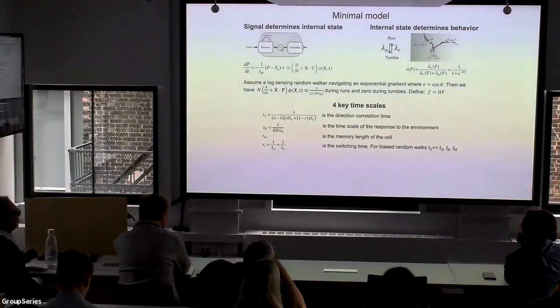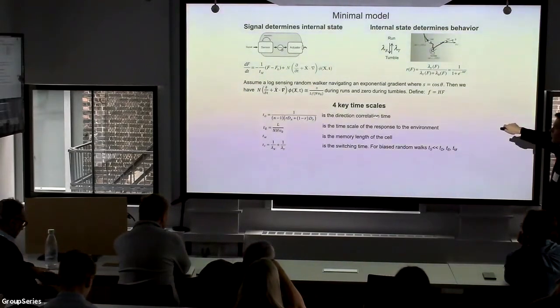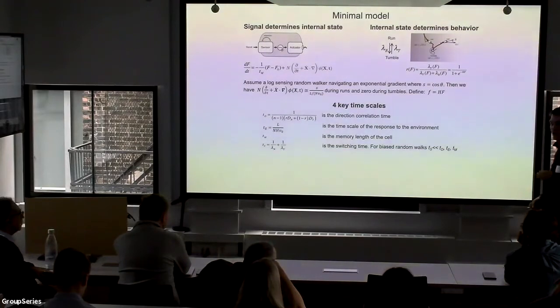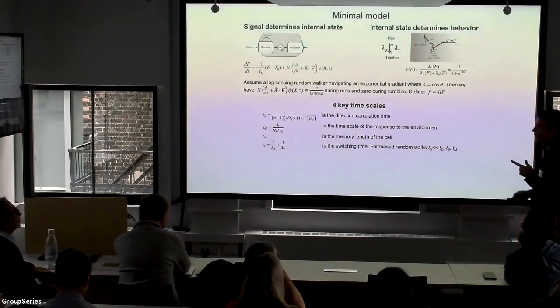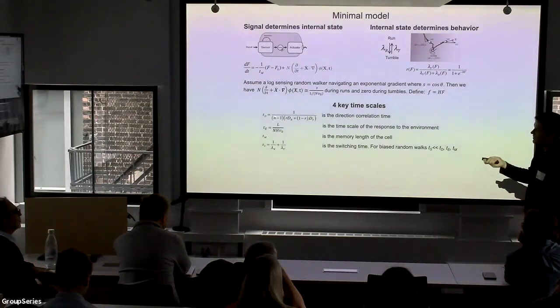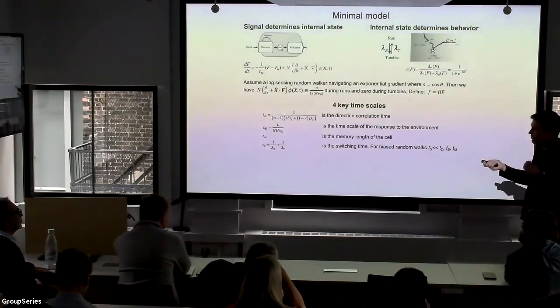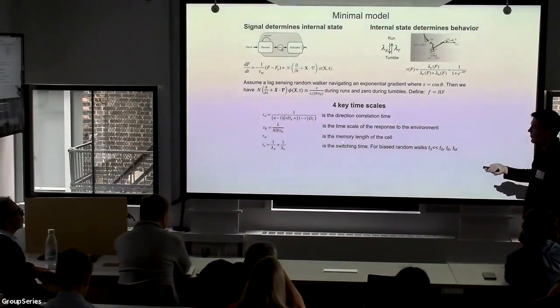There are four key timescales of interest in this problem. One is the direction correlation time: how long does it take you to lose your direction? You lose your direction because of rotational diffusion and tumble. Here n is the dimension of space, so in 3D, n minus 1 is 2. R is the probability to run, Dr is the rotational diffusion when you're running, and that's the probability to tumble, and that's the rotational diffusion when you're tumbling.